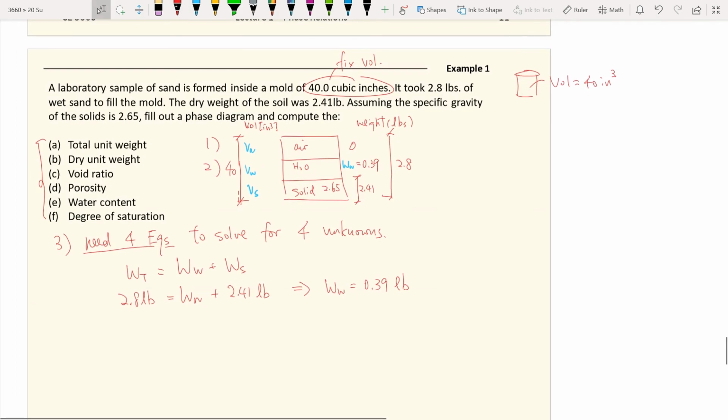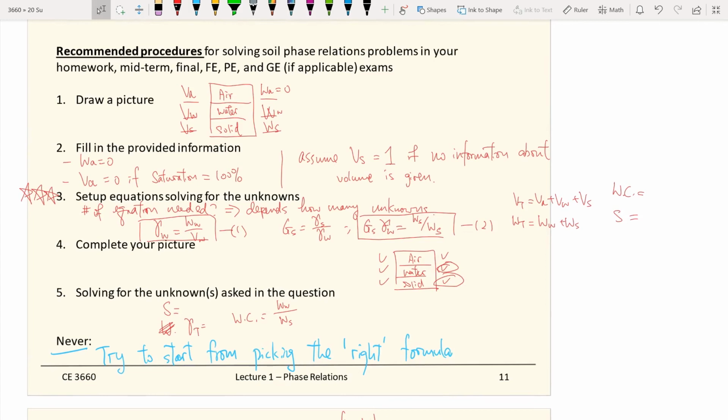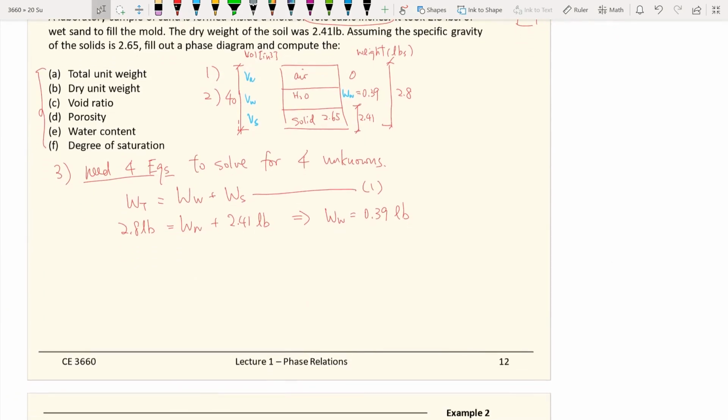And then next, so this is equation number 1. The next equation you can think of is, remember, when it comes to step number 3, always start from the 2 equations that always help you, which are the unit weight of the water and also the specific weight of a solid. You always know the unit weight of the water is the weight of water divided by the volume of water, and the unit weight of water equals 62.4 pounds per cubic feet.